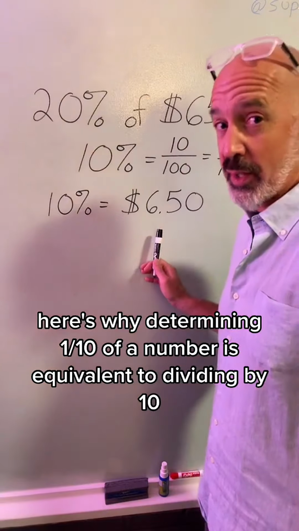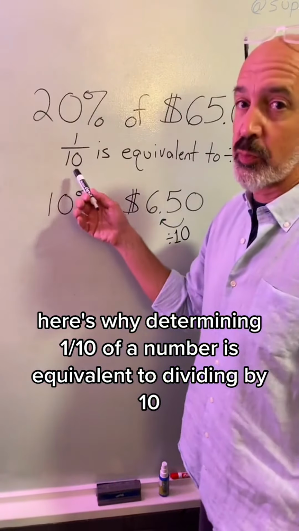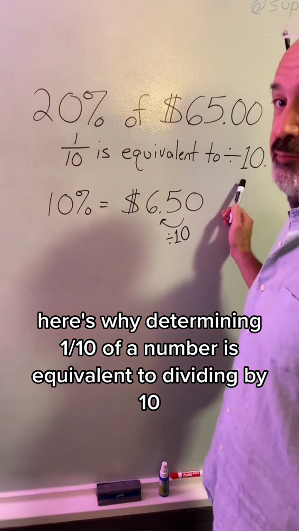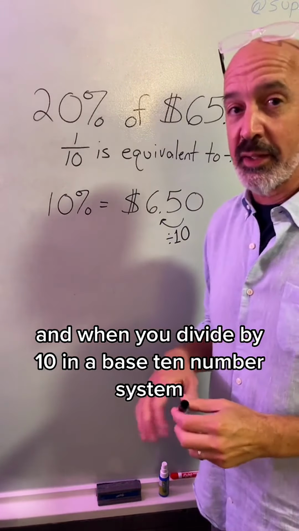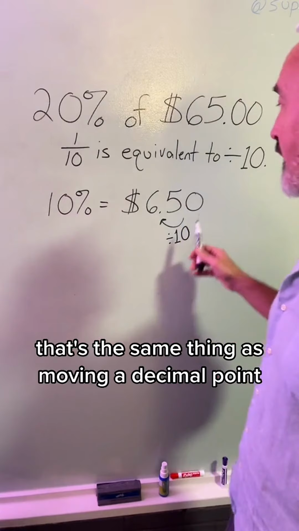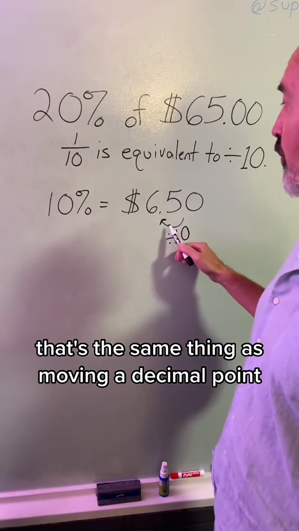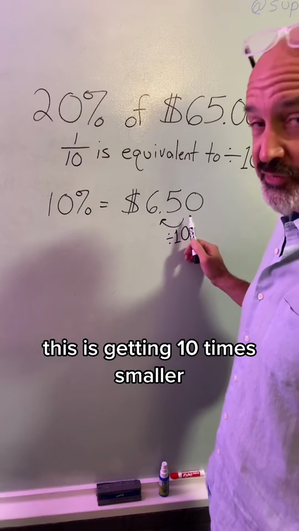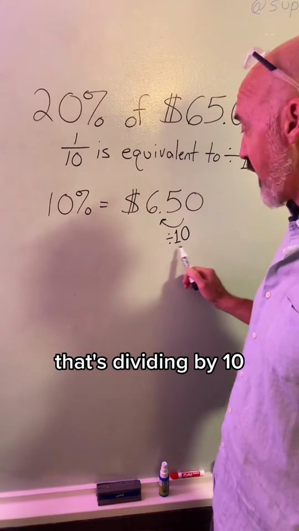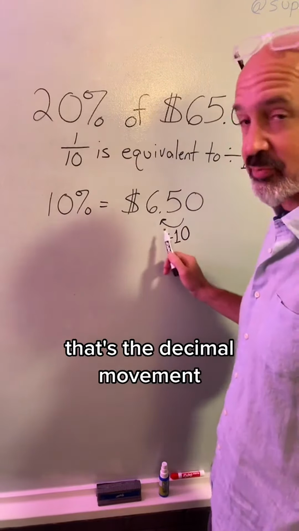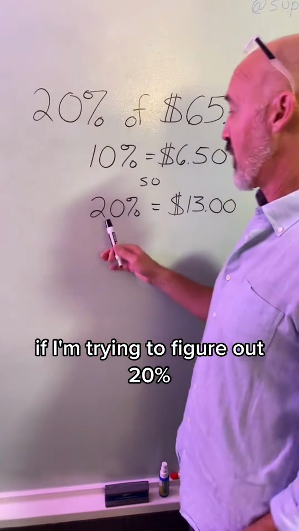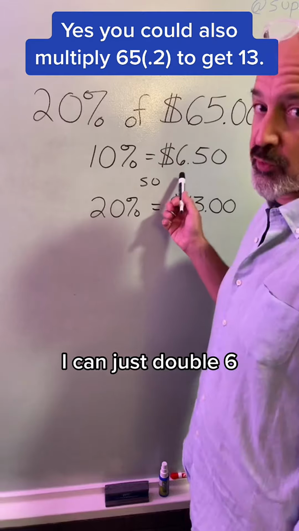$6.50. Here's why. Determining 1/10 of a number is equivalent to dividing by 10. And when you divide by 10 in a base 10 number system, that's the same thing as moving a decimal point one place to the left. This is getting 10 times smaller. That's dividing by 10. That's the decimal movement. So if I'm trying to figure out 20%, I can just double 6.50.